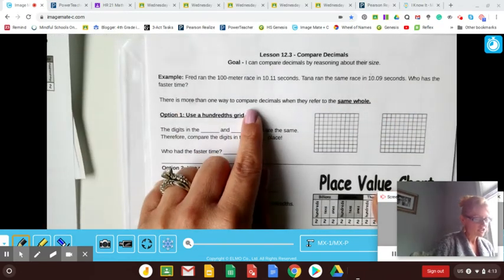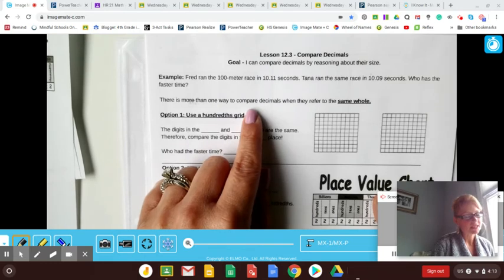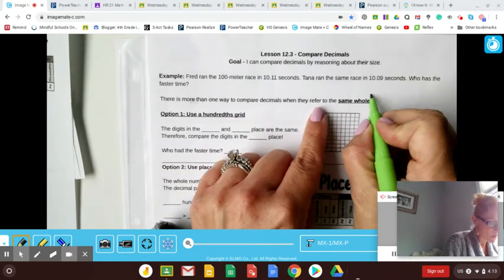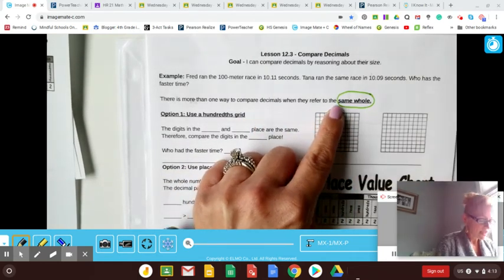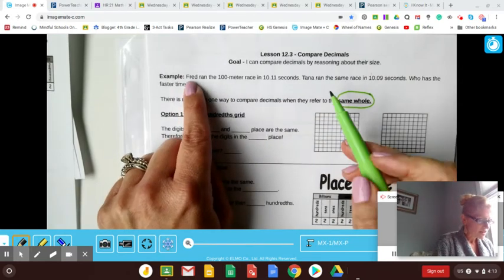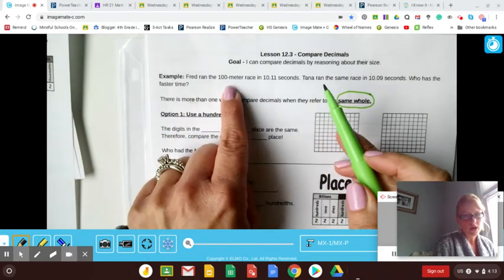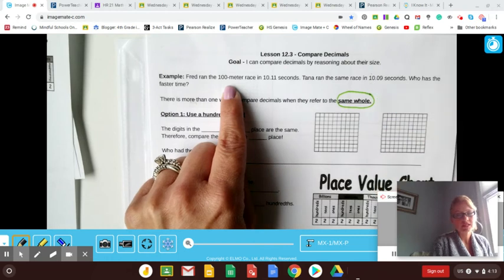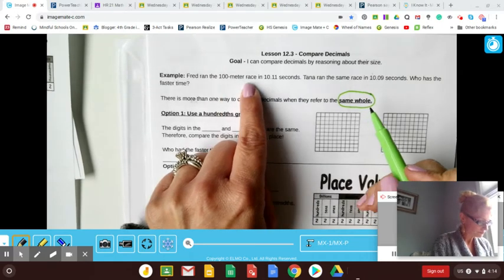Now, the important thing to talk about when we're comparing decimals is that they have to refer to the same whole. And I'm just going to emphasize that. So Fred and Tana both ran a 100-meter race. If they had run different races that were not equal to 100 meters, we couldn't really be comparing them. So it has to refer to the same whole.